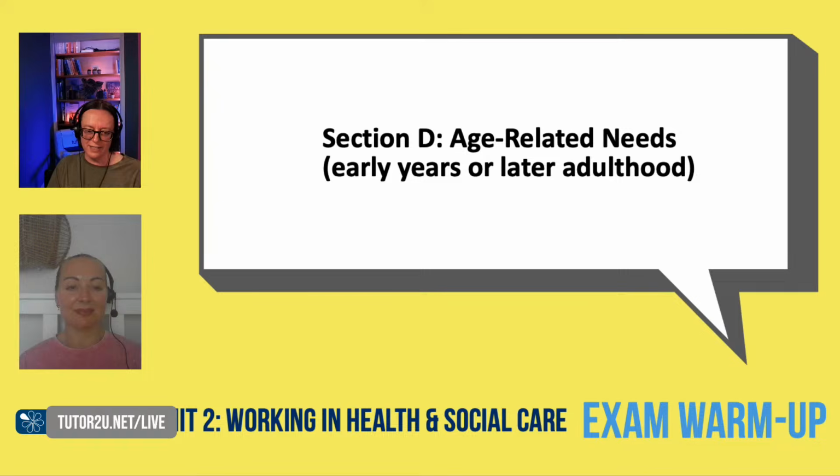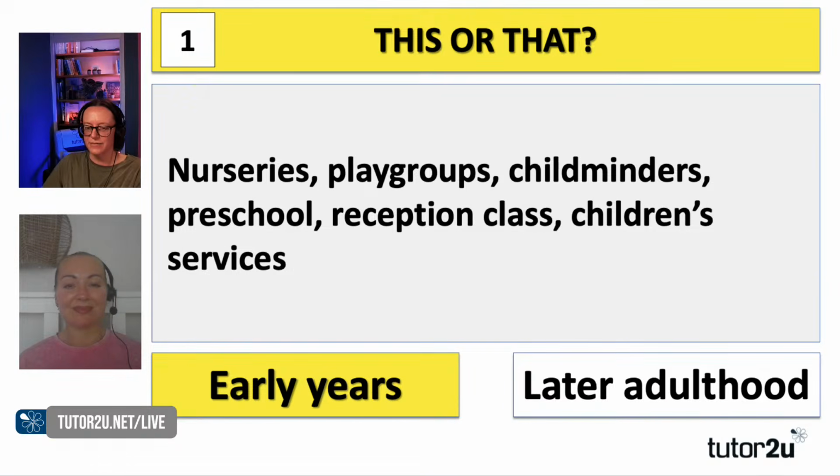Okay, so the final section, section D, is on age-related needs, and it will either focus on early years or later adulthood. Okay, so I will hand over to Laura for the first activity. Okay, so the statements that I'm going to read out, we are going to decide, is it this or that? So you've got two options at the bottom.